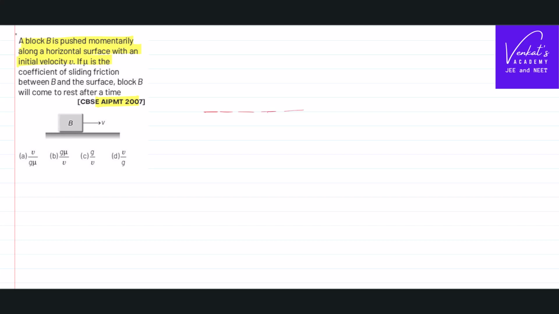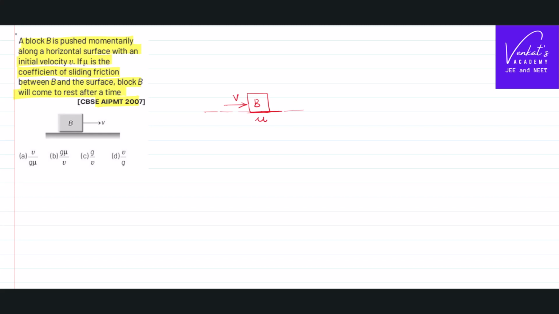There is a block, named B, doesn't make any difference, pushed along the horizontal surface with the initial velocity v. There is a friction between these two. Coefficient of friction is mu. Mu is the coefficient of sliding friction between B and the surface. Block B will come to rest after how much time?